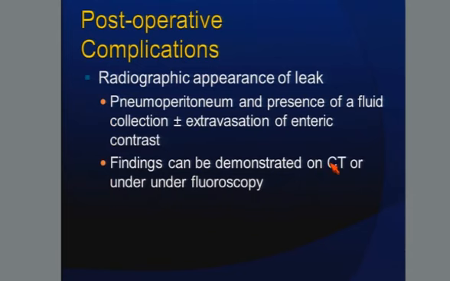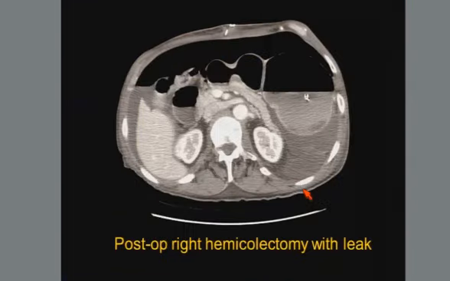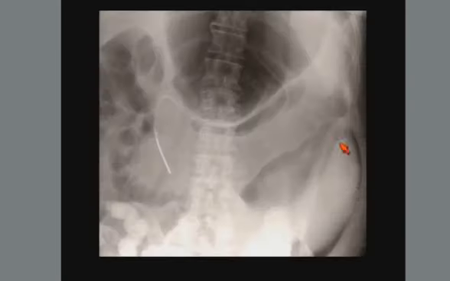When you're looking for a leak, pneumoperitoneum and a fluid collection and extravasation of contrast is where the money is for diagnosing anastomotic leaks. We can see these on both CT and fluoro, but we do, again, mostly CT imaging. This is a patient who had a post-op right hemicolectomy, and you can see a ton of pneumoperitoneum and a ton of free fluid, and this patient was too many days post-op. This patient was about 2 weeks post-op and had an anastomotic leak.